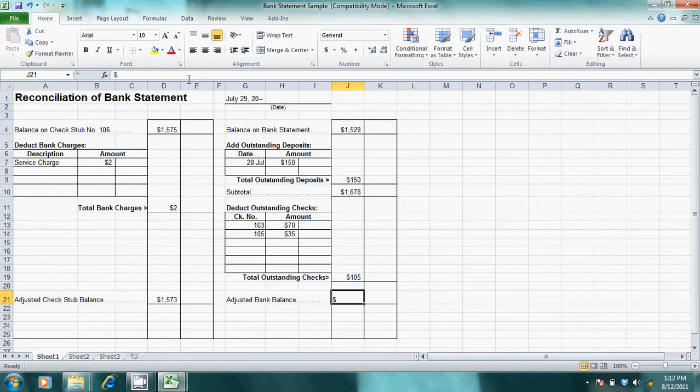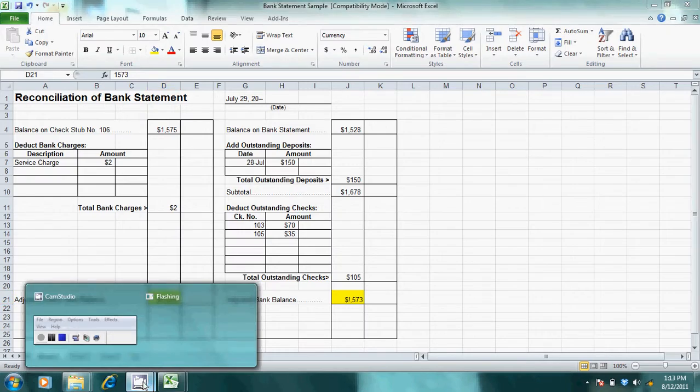And then the adjusted bank stub balance is 1,573. And you should see that both the adjusted bank stub balance and the adjusted check stub balance are equal, and that should happen. What I want you to do is circle them when they're equal. I can't circle them, but I'm just going to highlight them for you. Make sure everyone knows that those 2 should be the ones that are equal. And that's 6-2.